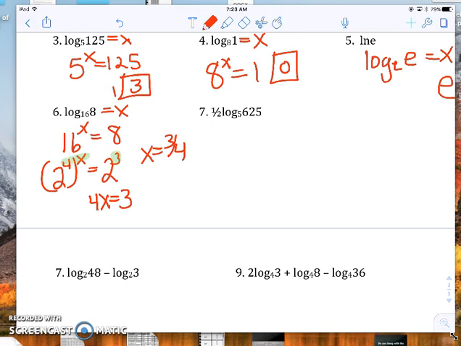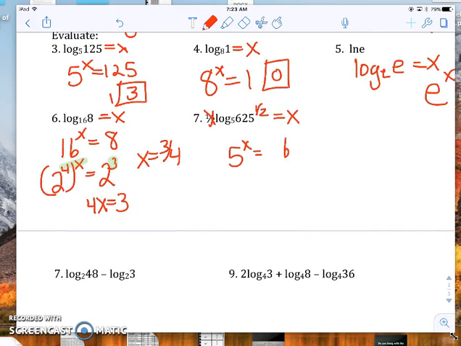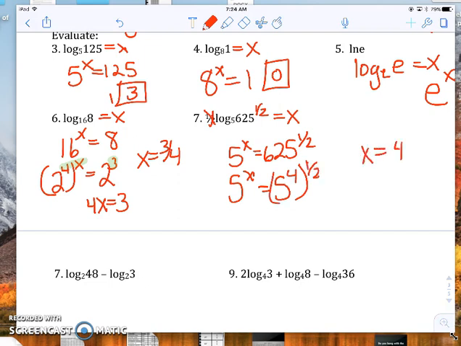And this next one, let's put this as a power. So this equals x now. So we have 5 to the x equals 625 to the 1/2. And let's see, 5 to the x equals 625. 5 times 5 is 25, 125, so I bet it's to the 4th to the 1/2. So x equals 4 times half, so x equals 2.